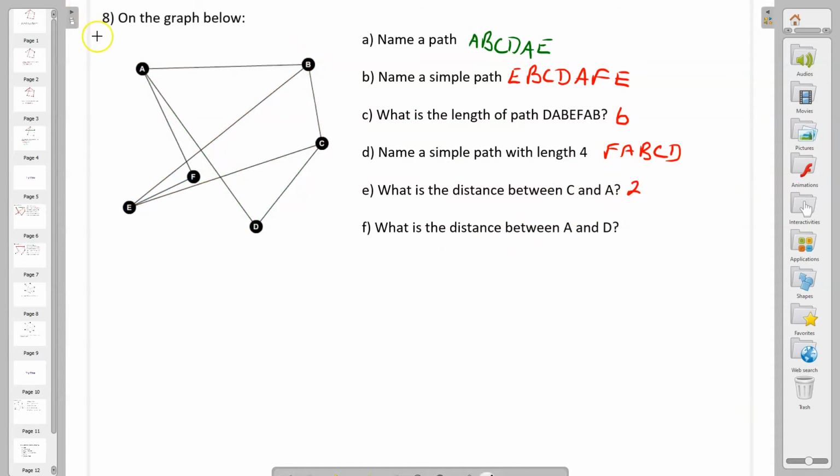Finally, we're asked what is the distance between A and D. We can see that the shortest distance is just 1 edge, so the distance is 1.